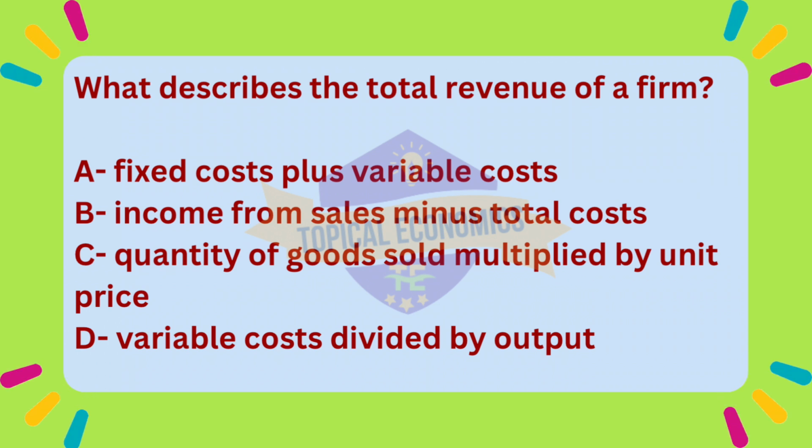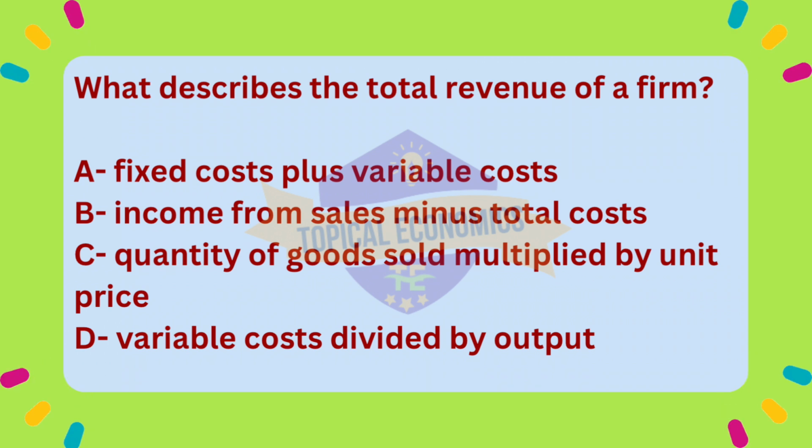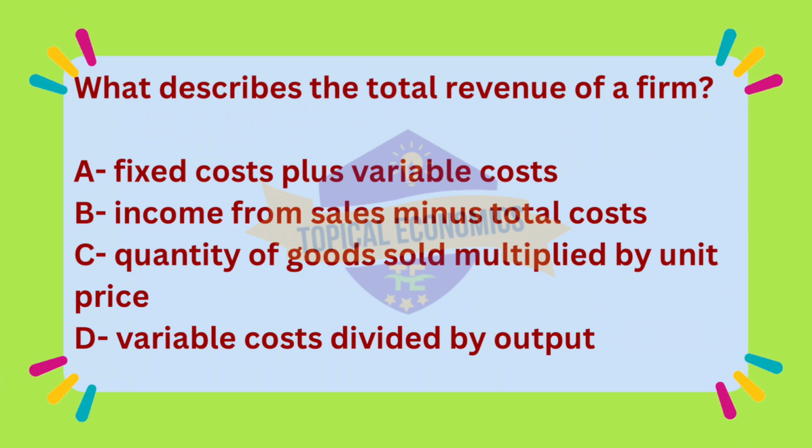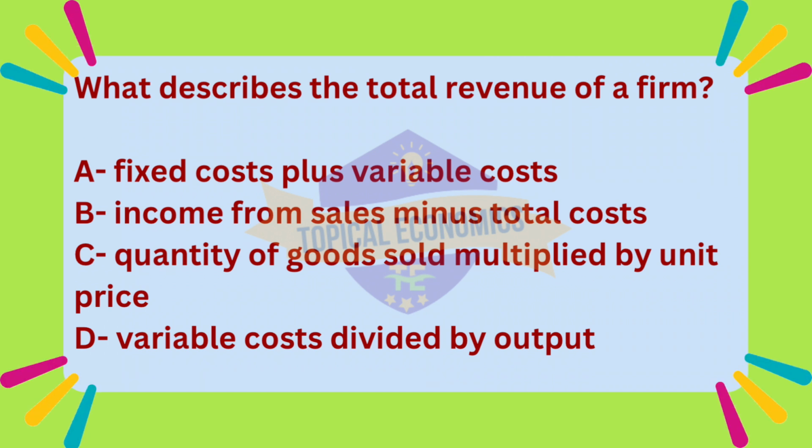Total revenue refers to the total amount of money a firm receives from selling its goods or services. It is calculated by multiplying the quantity of goods sold by the price per unit. This gives the firm's total earnings from its sales before accounting for any costs. Analyzing the other options. Option A, fixed costs plus variable costs, describes the total cost of production, not total revenue. Total costs include both fixed and variable costs, but they are separate from the firm's total revenue.